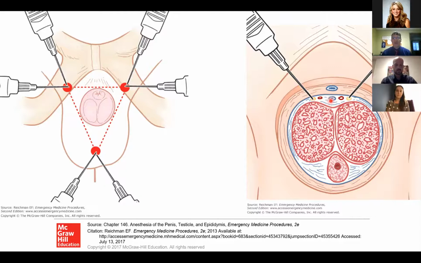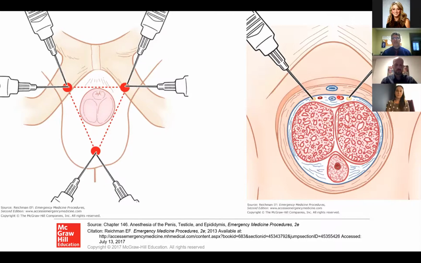The other technique is to do a direct injection. It's a blind injection, but you can actually go at about the 1 o'clock and 11 o'clock position. You want to use a small gauge. You can use a very small gauge needle and inject just as you pass through the tunica albuginea. Because it's such a fibrous tissue, you can feel an actual palpable pop, a change in pressure, as you go through the tunica albuginea. You'll notice the arteries are right next to the nerves.